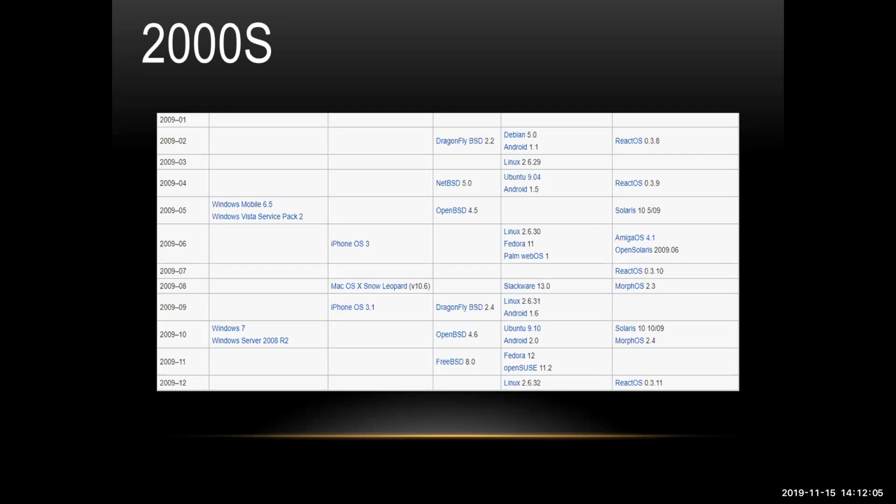And then May, we had Windows Mobile 6.5, together with Windows Vista Service Pack 2. And OpenBSD 4.5, and Solaris 10 509. And then June, iPhone OS 3 was released, together with Linux 2.6.30, Fedora 11, Palm webOS 1.